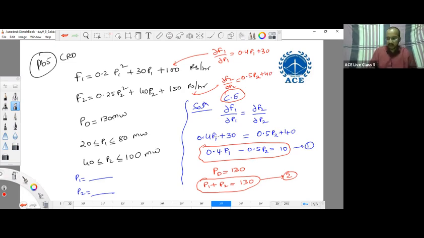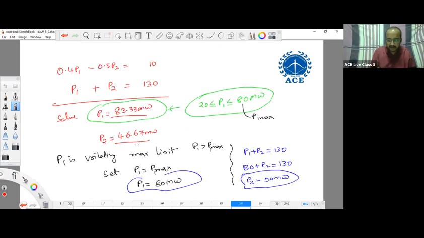If you equate, you will get one equation, but there are two unknowns here. You require two equations. So how do you develop the second equation? From total power generation: P1 plus P2 must be equal to PD. If you solve these two, you will get P1 and P2.